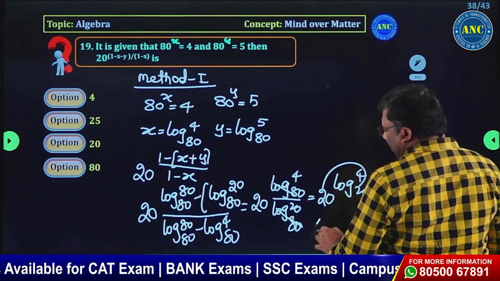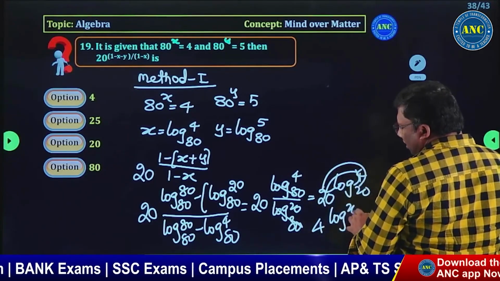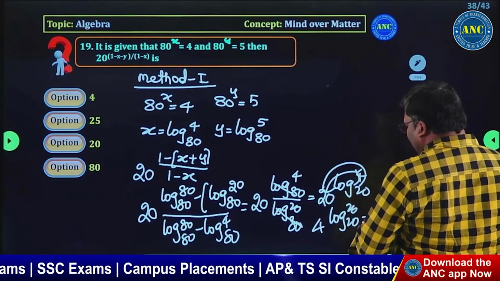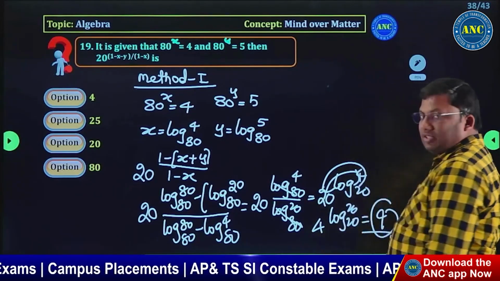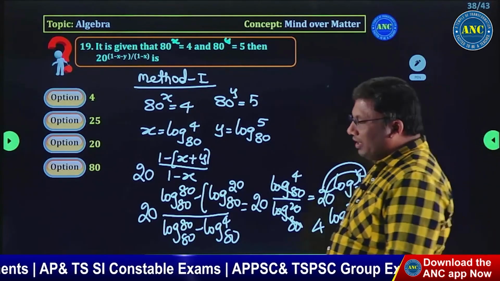In logarithms, there is a property where you can interchange these both. So it is 4 power log 20 base 20, and log 20 base 20 is 1. The answer is 4. This is one way to solve.